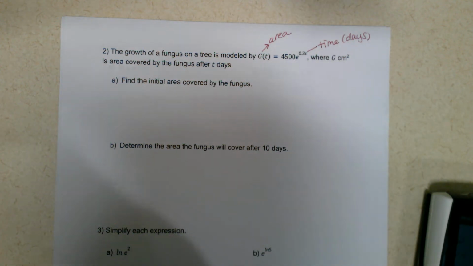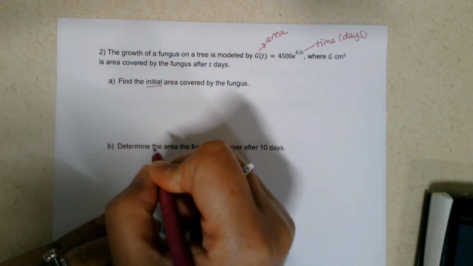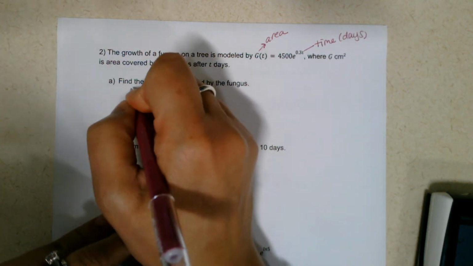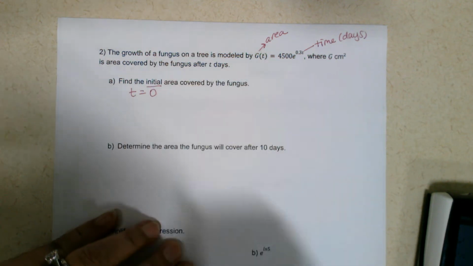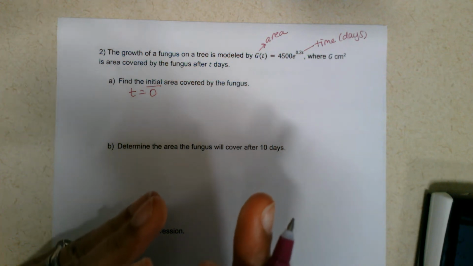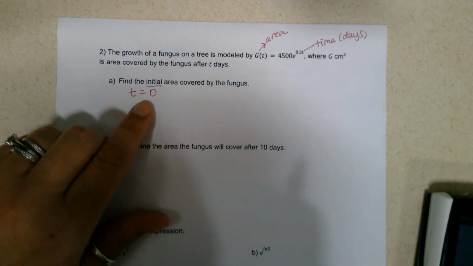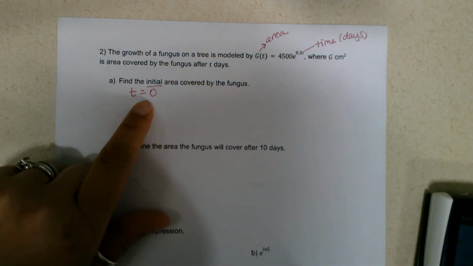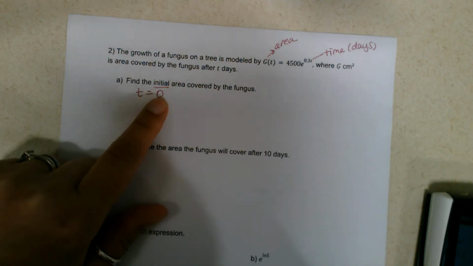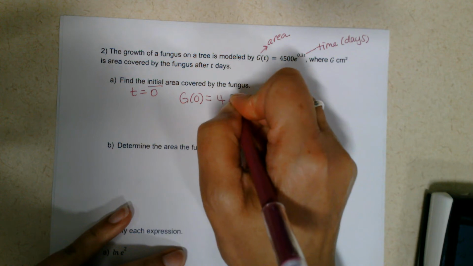Part A, find the initial area covered by the fungus. Now, whenever you see this word, initial or start point or original, what they want you to do is substitute in a time of 0. They want before any days have even passed. What was it when it first started, before any time has gone by? And that means that time is set to 0. That will always be your hint. And so what we're going to do is substitute 0 in for t.